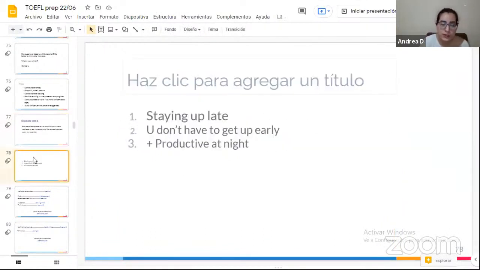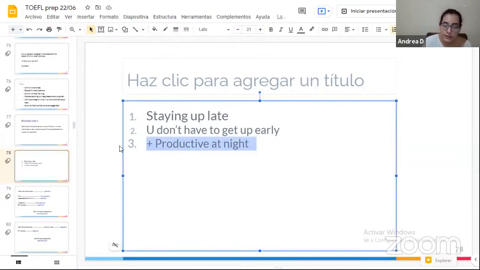So you can for sure say that you prefer staying up late because you yourself don't need to get up early. Maybe there are other people that want to get up early, but that's on them. You right now don't have to get up early, so you can stay up late. And just, you're productive at night. You think you're productive at night. It's not that everyone's productive at night.